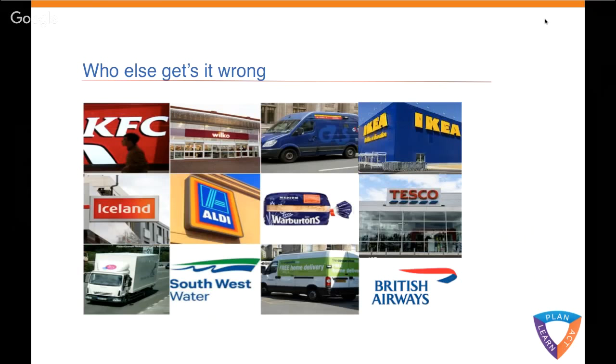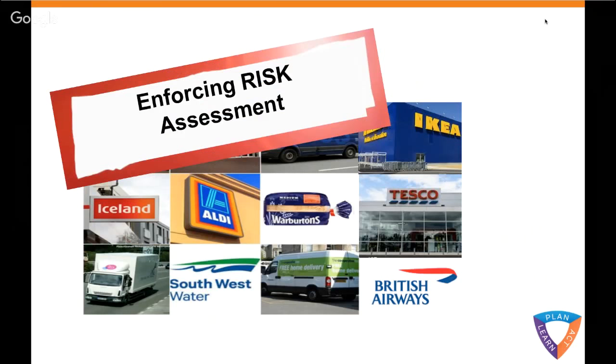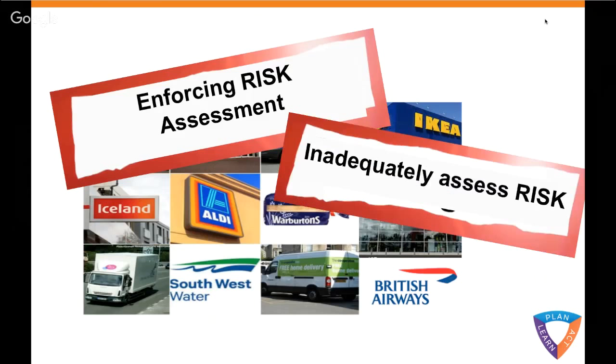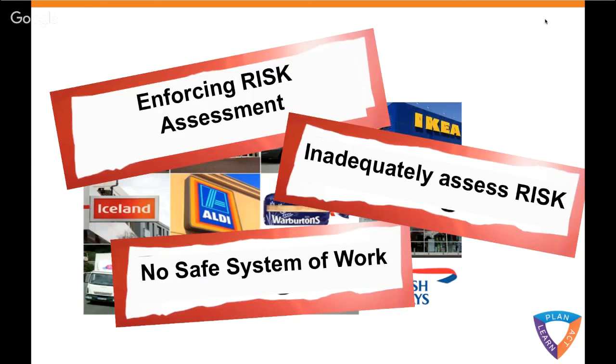The HSE successfully prosecute a company every day. On average, one a day, successful prosecution. And they prosecute these successfully because companies are failing to enforce their risk assessments. They're inadequately written. They've not got all the proper control measures in place. And the risk assessment is the backbone of a safe system of work. So if there's no risk assessment in place, or the client or the contractor is not implementing it, then you've got no safe system of work.